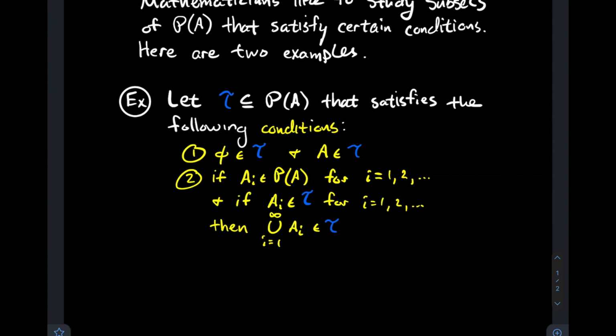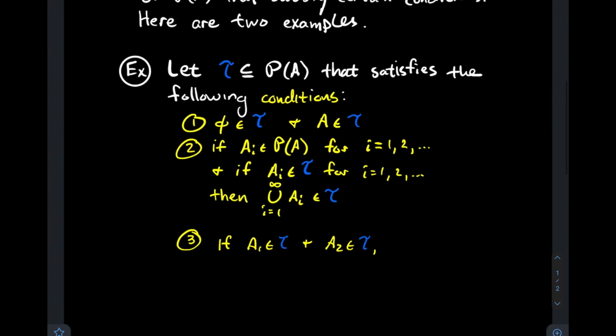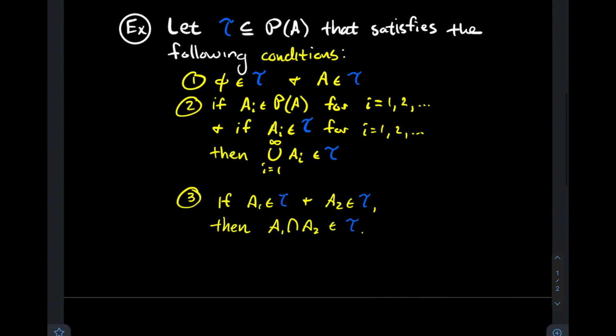So the union of stuff in T, no matter how many you had, even an infinite amount, a countably infinite amount, should be in T as well. And the third condition: if you took two things out of T, A1 and A2, I've bypassed reminding you that A1 and A2 are in the power set, just so we're comfortable with where they come from. What I care about, though, is that if both of them come from T, then their intersection has to be in T as well.